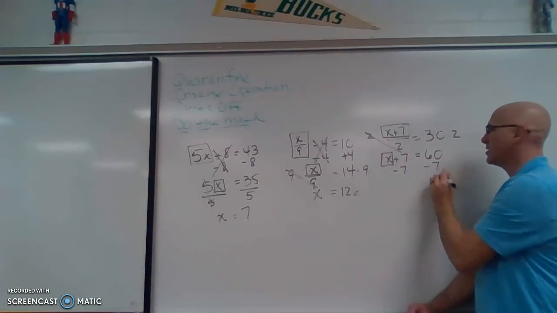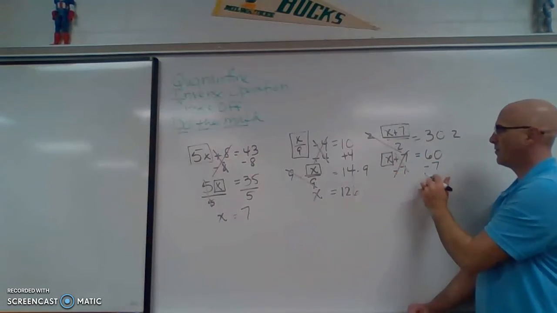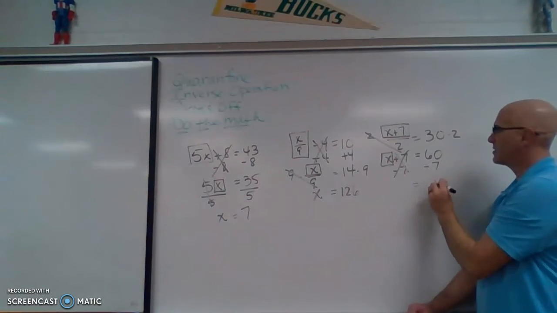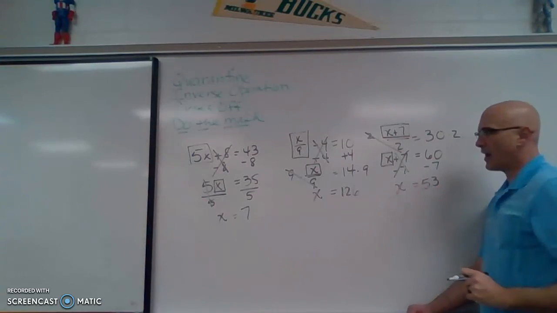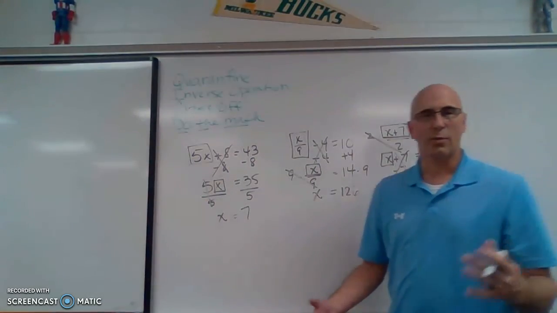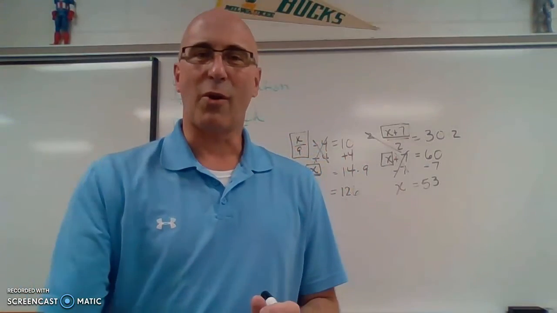Inverse operation is subtract 7. Cross off. Do the math. 60 minus 7 is 53. And we're left with the x on the left. So there are 3 examples of how to solve two-step equations. Now go practice.